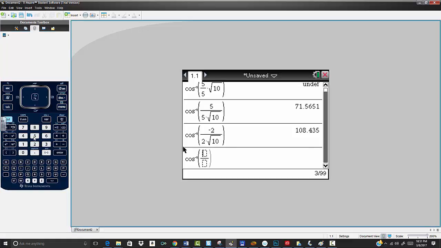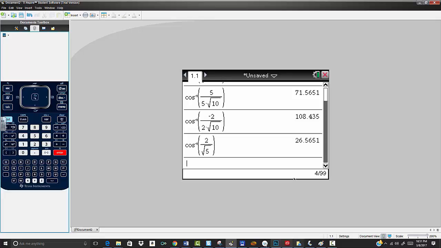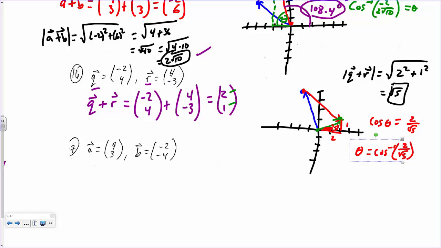So I do trig, cosine inverse, 2 over root 5, and that'll be 26.6 degrees. And that will be this angle right here, 26.6 degrees. That's the answer for theta. So that's your direction, that's your magnitude, which is root 5, and then the triangle method is drawn.